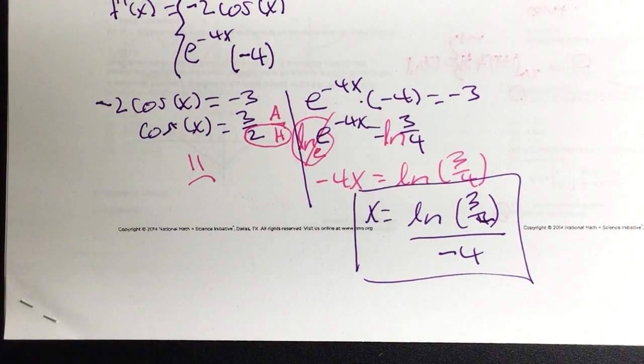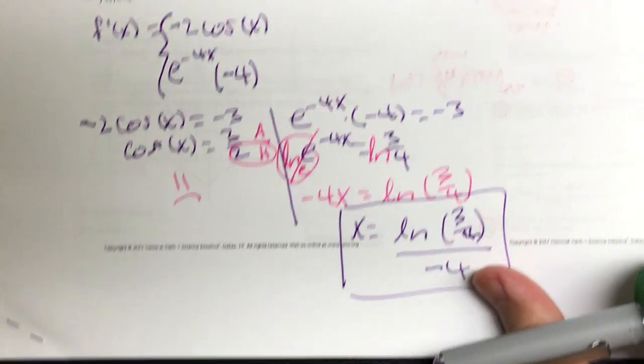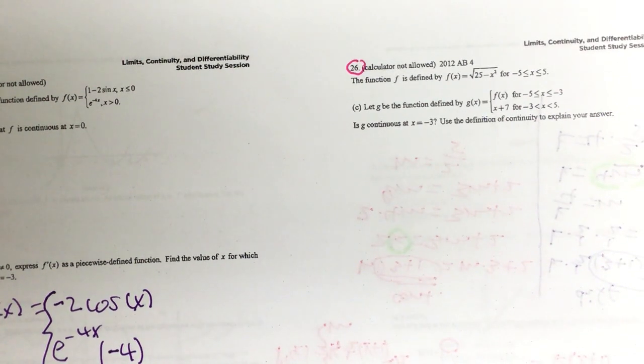Just a little random reminder. We wanted all of 26, yeah. All of 26. Thank you. So we're looking at, is g continuous at -3?